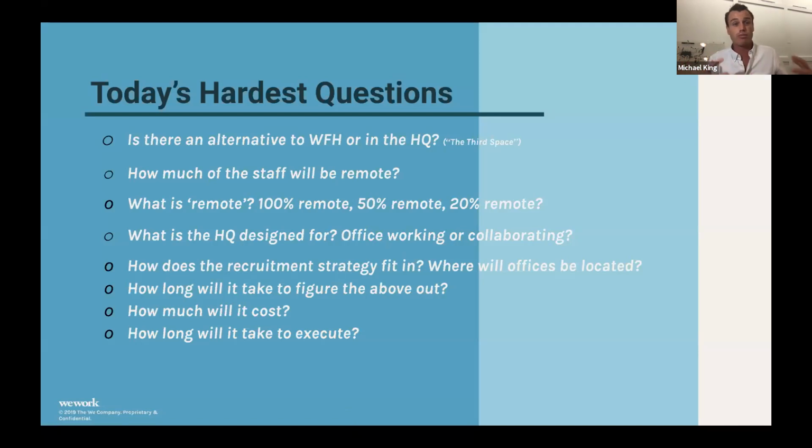Is it a space whose design is purely focused on collaboration and innovation in a more intentional way? How does the recruitment strategy fit in, which I think others may be speaking about? Does the recruitment strategy change because you can be closer to specific great sources of talent? I won't go through all the rest, but the point is there are some really, really tough questions.